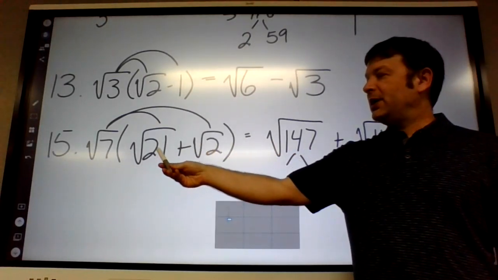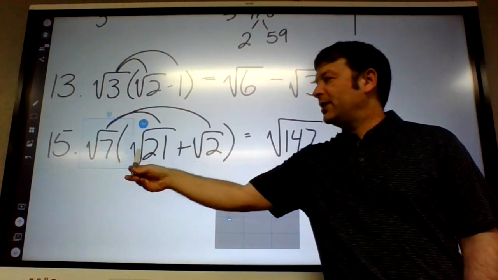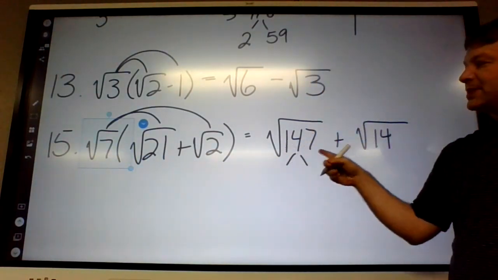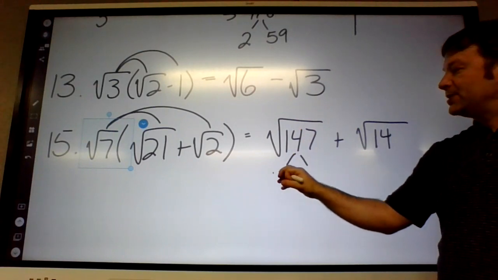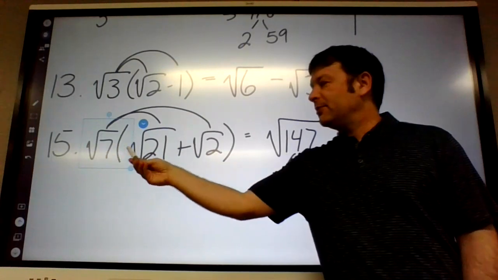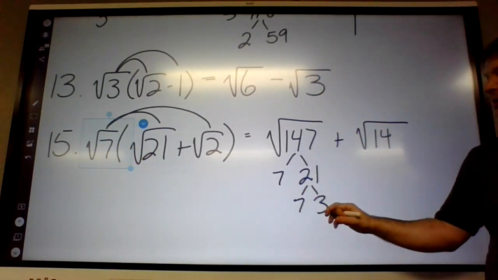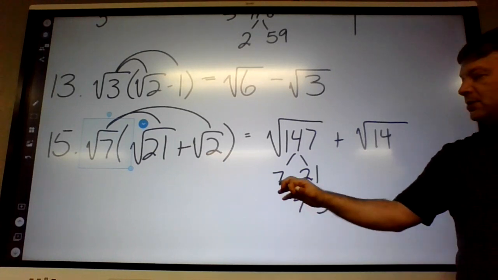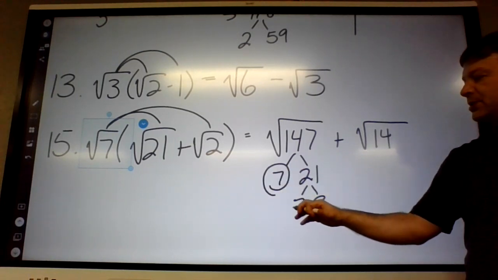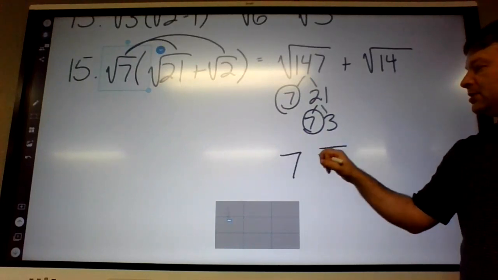But this one, 21 has a 7 inside of it, right? And there's a 7 right there. So there's actually a couple 7s multiplied in here. So this is 7 times 21. I knew that because that's where we got it from. And 21 is 7 times 3. So what's going to come out? 7. And what stays behind? 3.